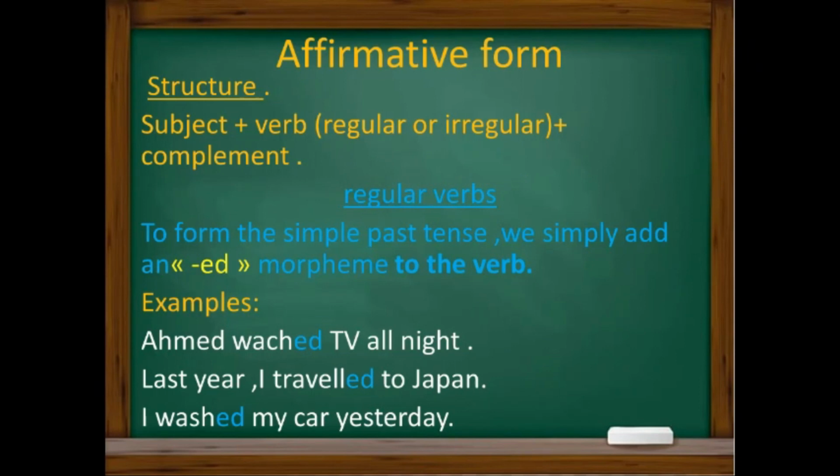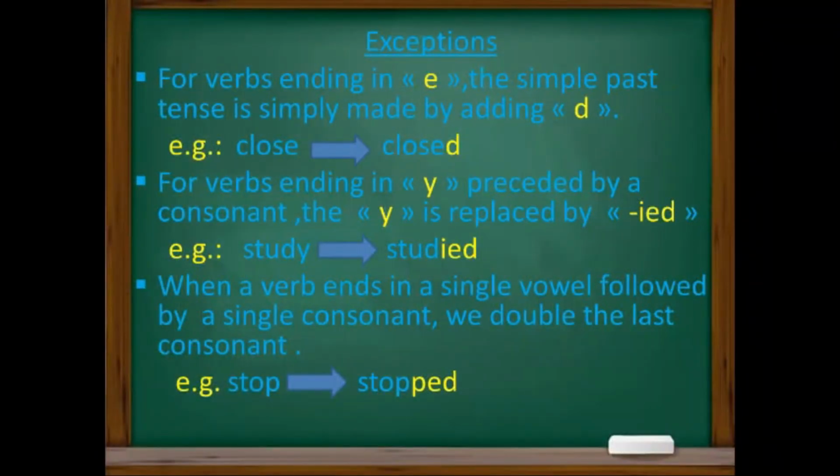Last year, I traveled to Japan. I washed my car yesterday. Do you know why we call them irregular verbs? Because they are not regulated by a rule. These are the exceptions to the simple past tense with regular verbs.